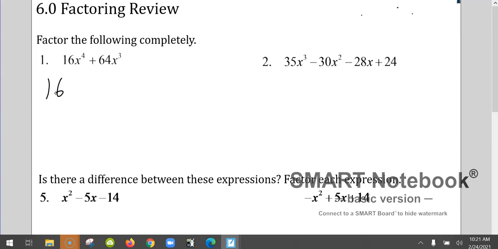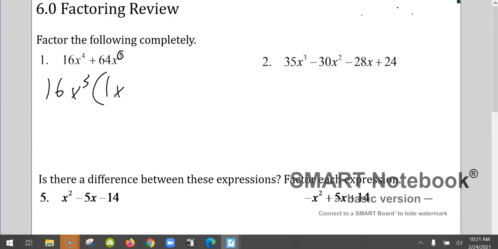Okay? And for x to the 4th and x cubed, we always look for the lowest degree because that's what they have in common. They don't both have 4, but they both have 3. So we're going to do that. Okay? And now we're going to divide. So 16 divided by 16 is 1. You don't have to put the 1 as long as there's still an x there. So you can put 1x or just x.